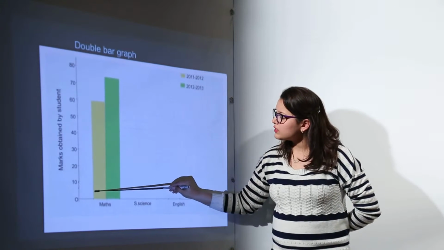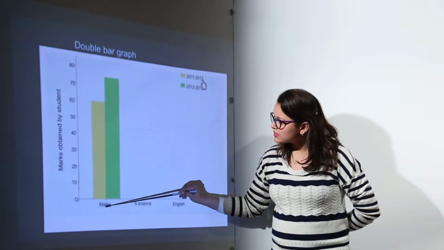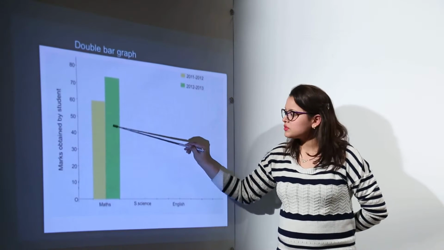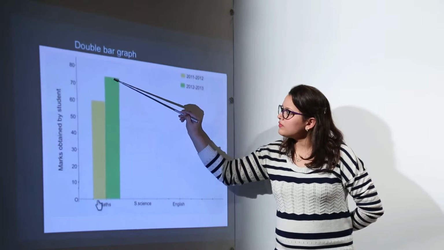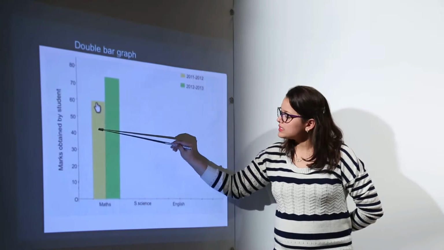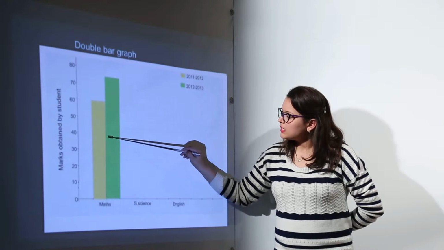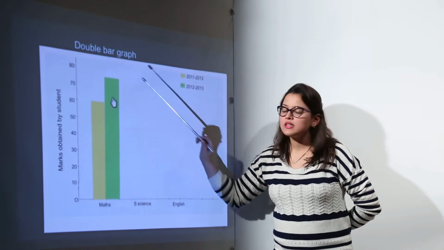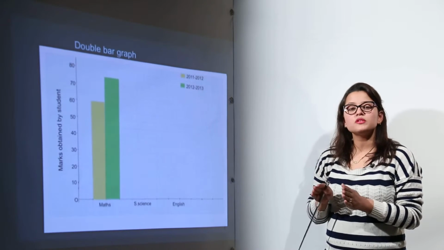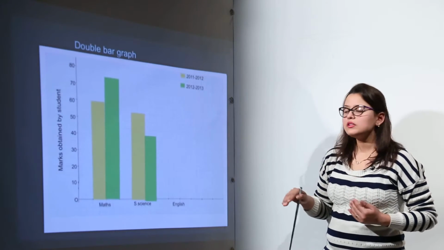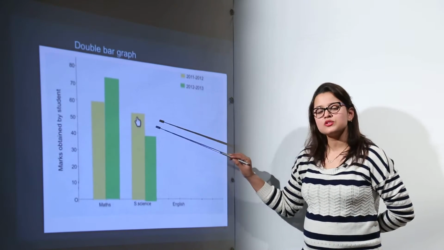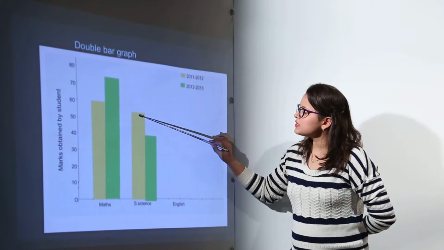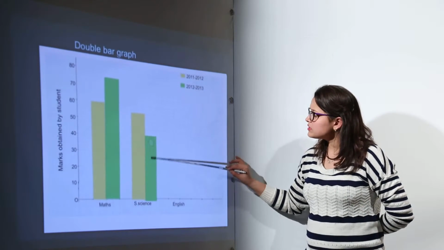The 2011-12 data is showing us that in maths the student secured 60% marks, whereas in the next year, that is 2012-13, the student secured 75% marks. You can see in both comparisons the marks in maths are 60 and 75. That means you can compare the performance of the student in both years. In one year the student has not performed that well, but in the next year the student performed better. Similarly, in the next subject, social science, we have the data for 2011-12 and the data for 2012-13.